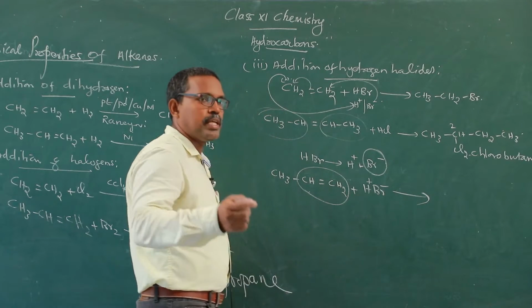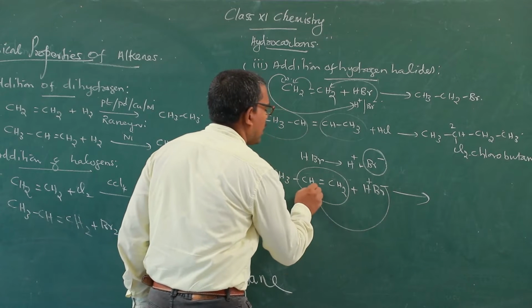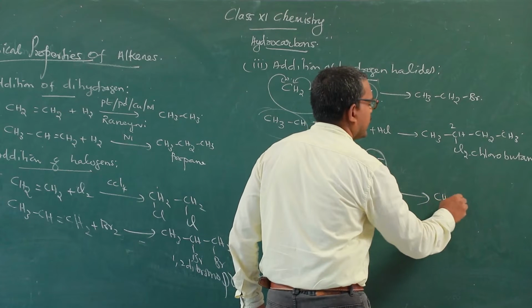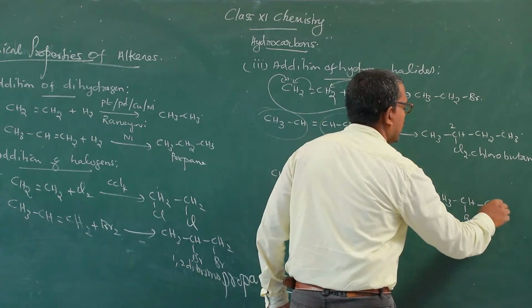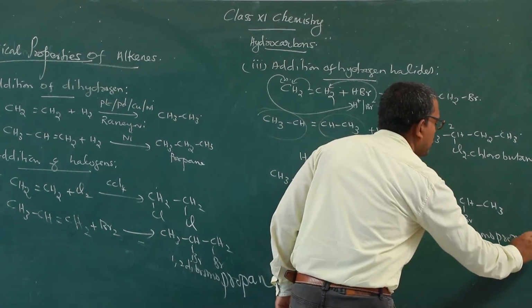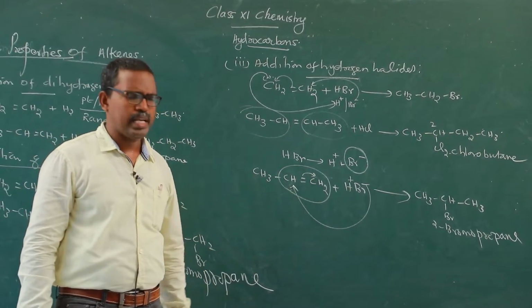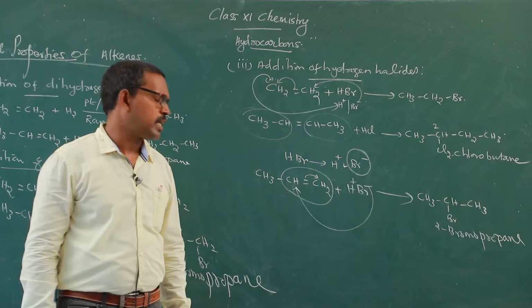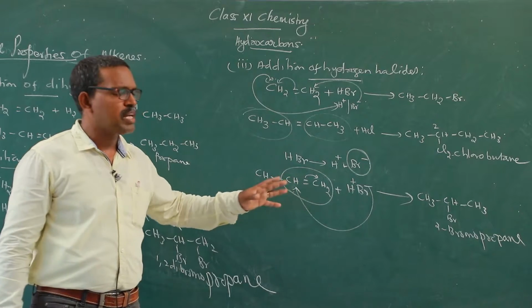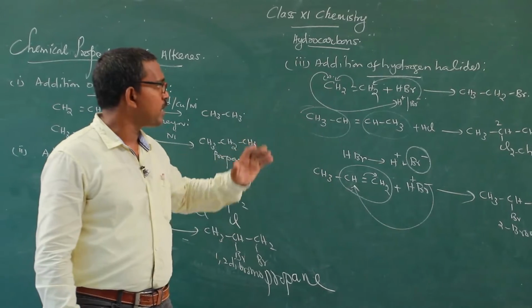So H plus and Br minus: the negative part of the addendum attacks the carbon of the double bond containing the lesser number of hydrogen atoms. So the product is CH3-CHBr-CH3, 2-bromopropane. In a similar way the reaction takes place for higher alkenes also. So this is the Markovnikov rule for the addition of hydrogen halides.